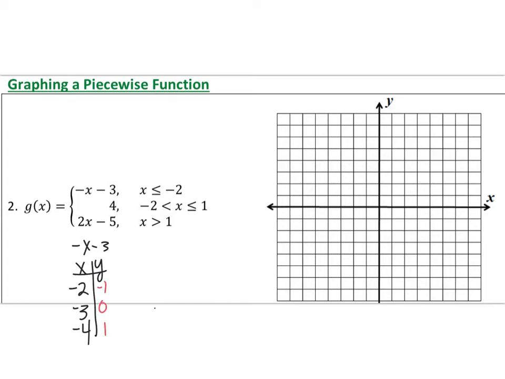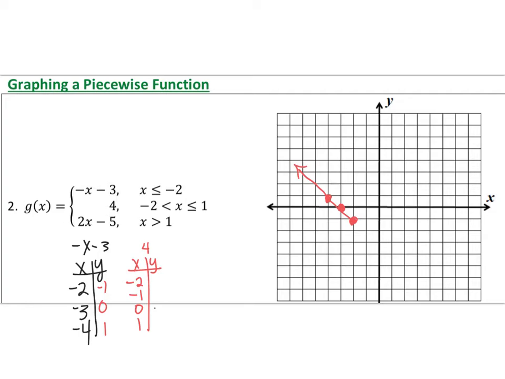So I'm going to plot those points: -2, -1; -3, 0; and -4, 1. All right, so I'm going to go to the second piece, which is 4. That means I'm going to start at -2, then -1, 0, and 1.